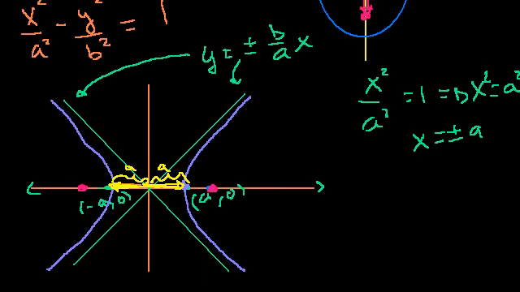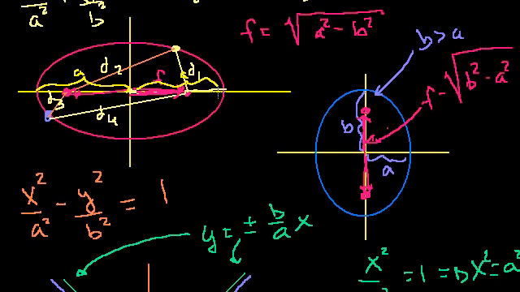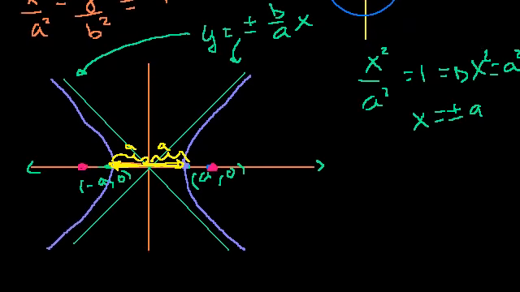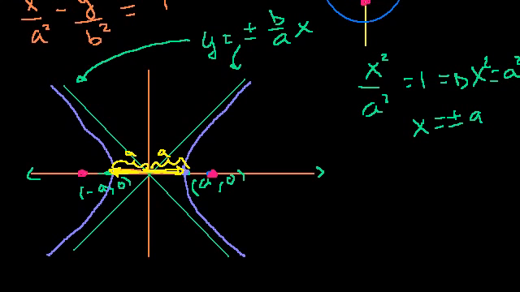And for a hyperbola, notice the difference. One of the definitions of an ellipse was the locus of all points, or the set of all points, where the sum of the distances from each of those points to the two foci is a constant. Now one of the definitions of a hyperbola can be the locus of all points where you take the difference, not the sum, of the distances to the two foci.